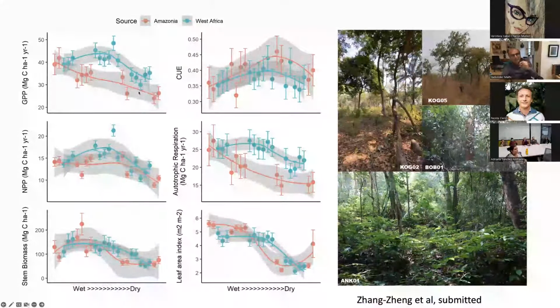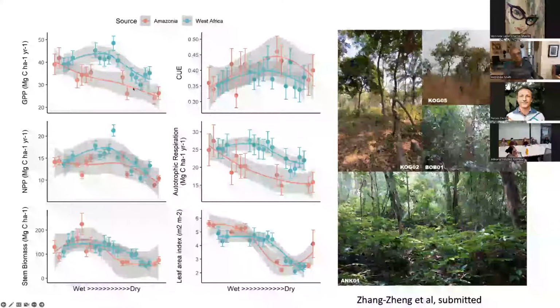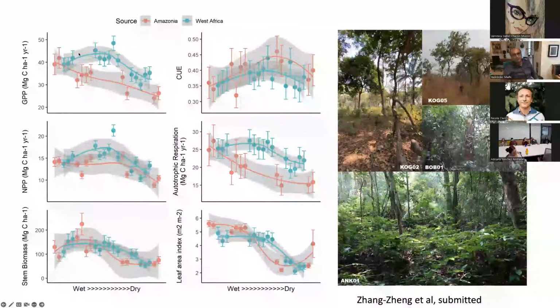And so what we wanted to test is whether this pattern held in West Africa in the forest, and also whether the productivity was at the same level as our Amazonian sites. But we didn't find a very strong soil fertility effect. Both the fertile and infertile sites had a similar productivity. And the blue line shows our data from our West African transect.